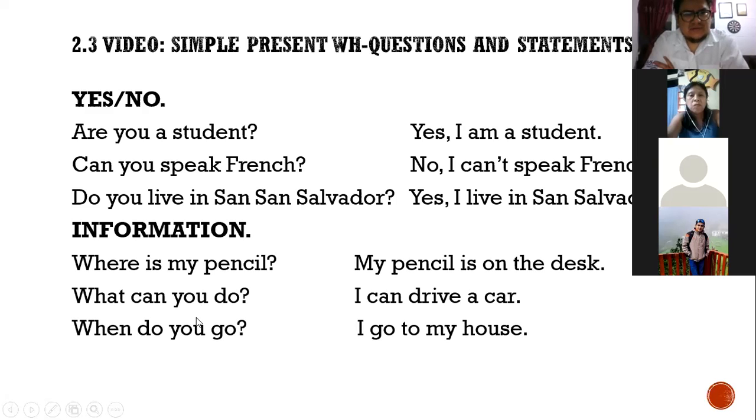When do you go? Sorry, aquí es where. Por aquí otro errorcito es where, ¿a dónde? Ahí nos equivocamos. Where do you go? ¿A dónde vas? I go to my house, right? Okay, look at the difference. Veamos la diferencia entre las respuestas de sí y no y las respuestas de información. En las de sí y no, solo yes, no, yes, no, yes, no.